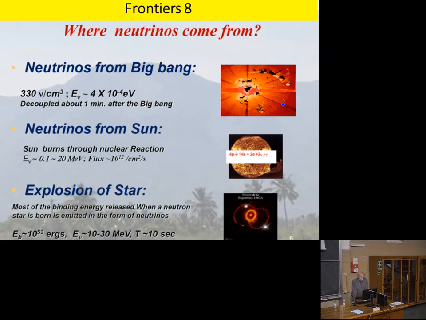So first, as I said, studying neutrinos from the Big Bang would be great. There's a lot of them. There are 330 neutrinos per cubic centimeter all the time coming from the Big Bang. But their energy is extremely low, 4 × 10⁻⁴ eV. And they were decoupled from what happened in the Big Bang at a very early stage. If we could detect them, then it's a picture back then.